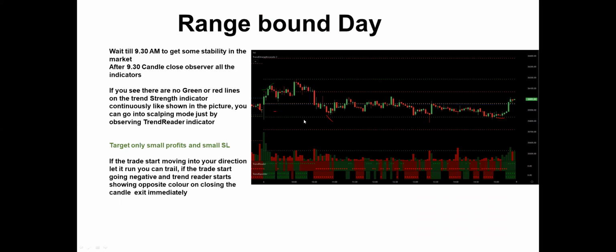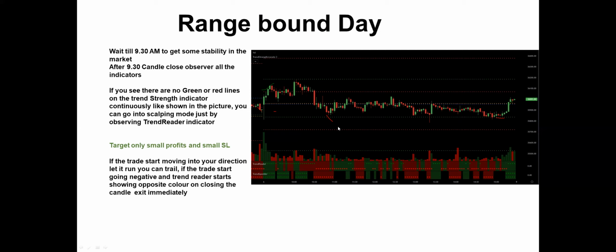So there are range-bound days. Range-bound days are known to us by our system. How? There is no signal from our Trend Strength indicator. If you see a green or red line here, it means there is some strength. But otherwise, if you see the complete day without continuous lines, this indicates there is no movement in the market. It's completely range-bound. That is the first thing you should look at. For days like this, I would say not to trade.